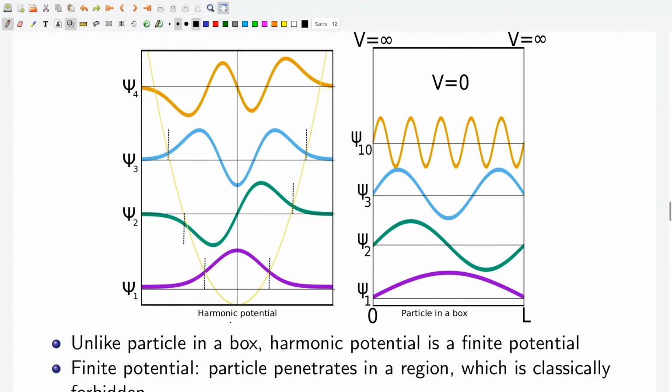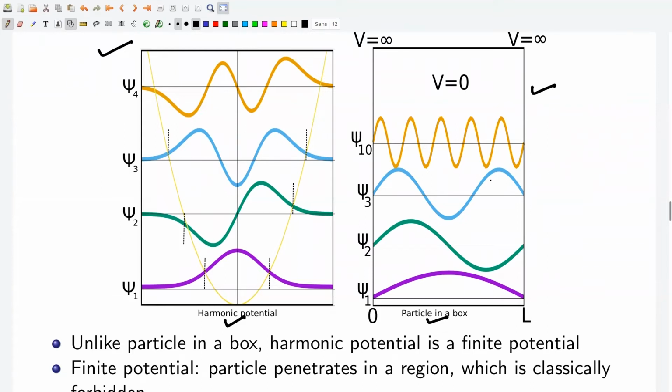Let us compare harmonic potential and particle in a box. Unlike particle in a box, harmonic potential is a finite potential. This remains finite for finite values of x. For finite potentials, a quantum particle can penetrate into regions which are classically forbidden. However, this is not possible for an infinite potential.